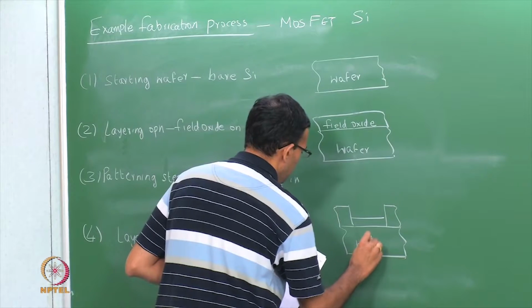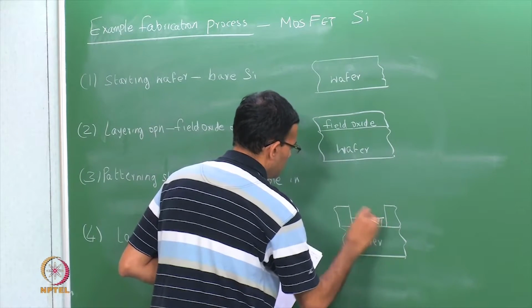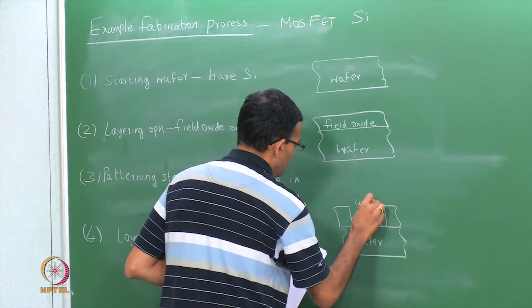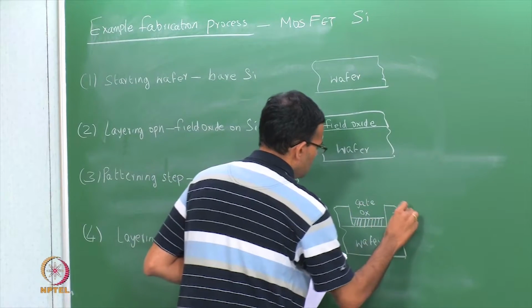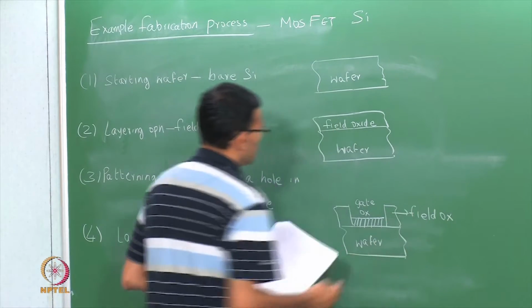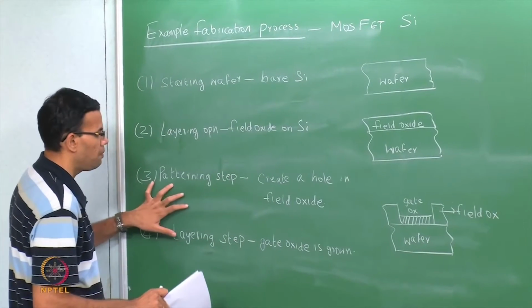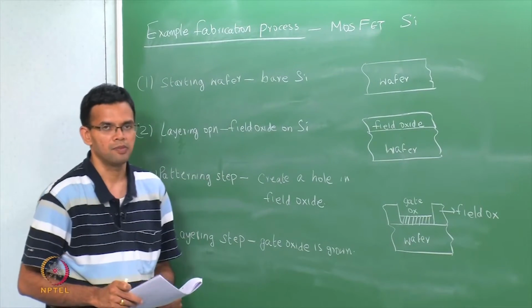So, this is my wafer. This is the gate ox, this is still the field oxide. So, this diagram actually combines both these steps, both the patterning and the layering step.